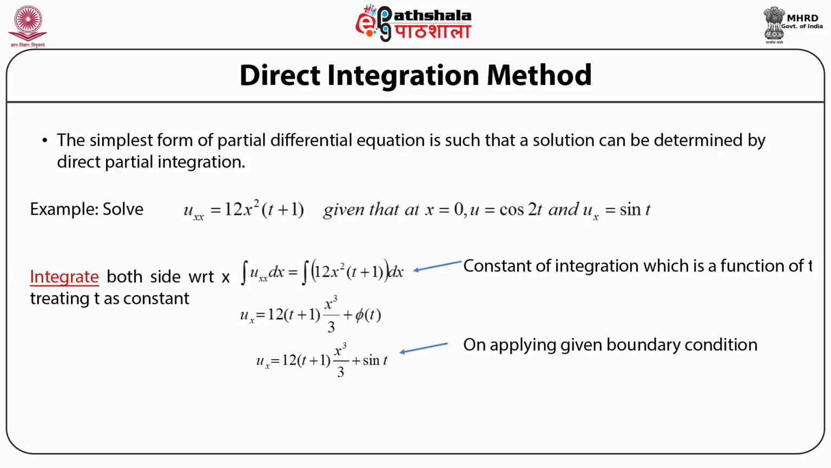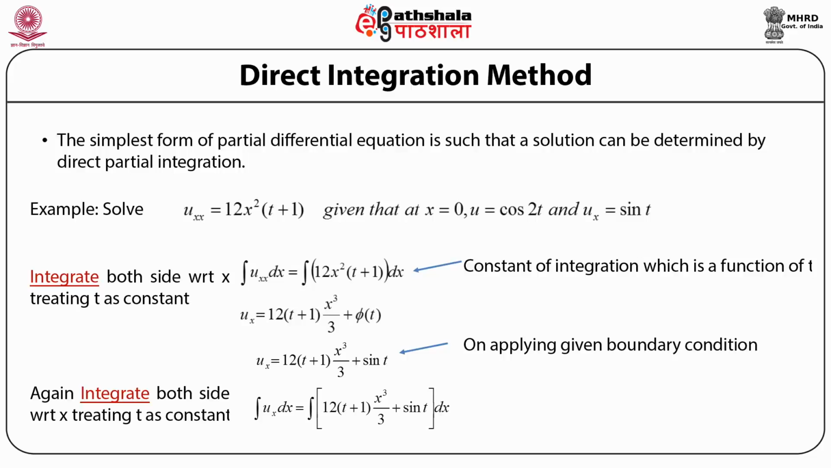Because at x is equal to 0, the whole term 12 into t plus 1 into x cube is going to become 0. So u of x becomes sin t. Then we integrate one more time to find u, or the function value u. Once we integrate, similarly as shown in the figure, we can see the solution in the next slide.